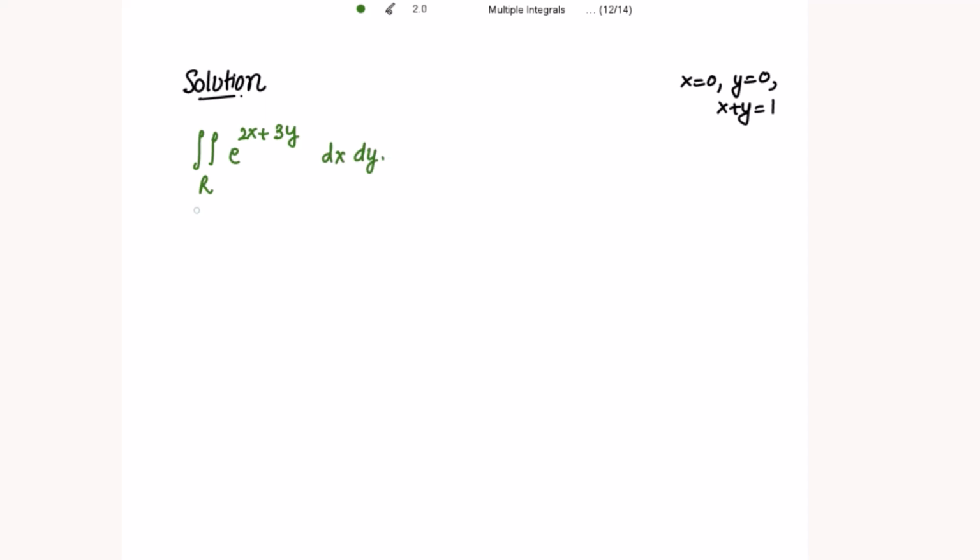First we have to draw this region R. Suppose this is your x-axis and this is your y-axis. We have to draw these three given curves. Now x equal to 0 is this, and y equal to 0 is this, right? And the third one is x plus y equal to 1.